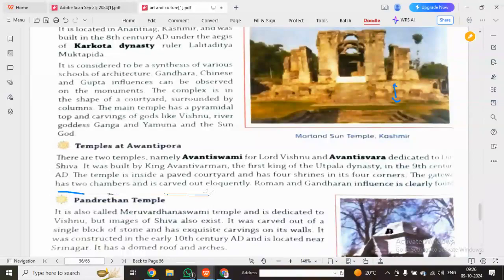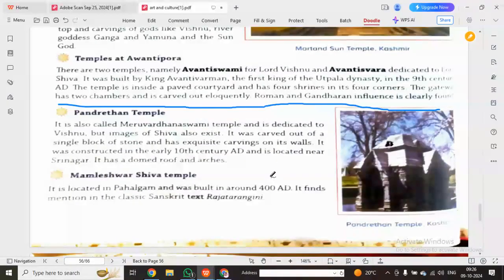In its four corners, the gateway has two chambers and it's carved out eloquently. Roman and Gandhara influence clearly found.